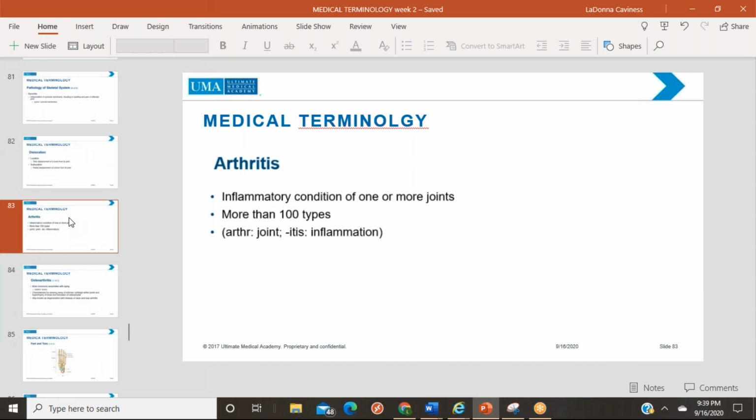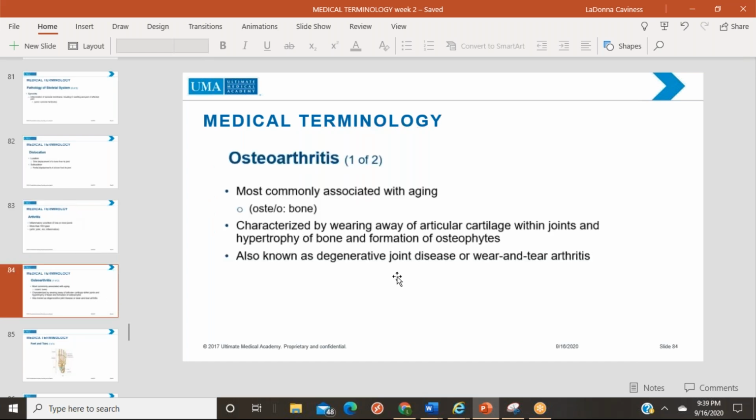Arthritis is an inflammatory condition of one or more joints, with more than 100 types. ARTHR means joint, and itis means inflammation. Most commonly associated with aging is osteoarthritis. When you break it down, osteo means bone. It is characterized by wearing away of articular cartilage within the joints, hypertrophy of the bone, and formation of osteophytes. It is also known as degenerative joint disease or wear and tear arthritis.